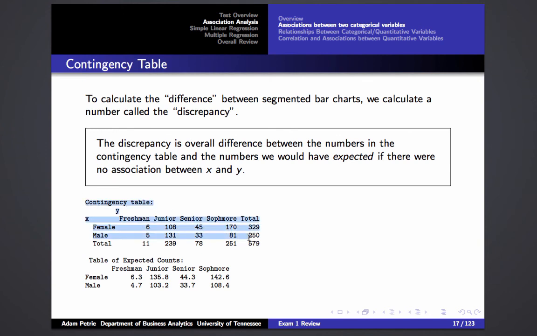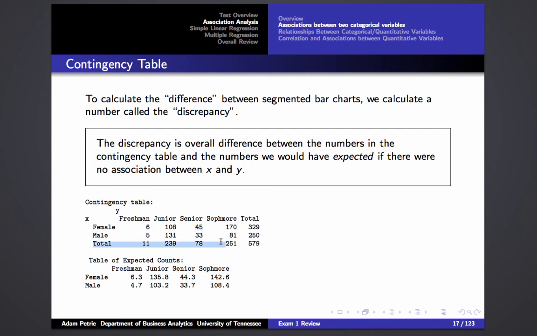So if you remember, the contingency table breaks down each level of x and each level of y and tells you how many individuals had each combination of levels. So there were 131 guys who were juniors in the class, 45 females who were seniors. So be able to talk about the contingency table. Tell me what these numbers mean.